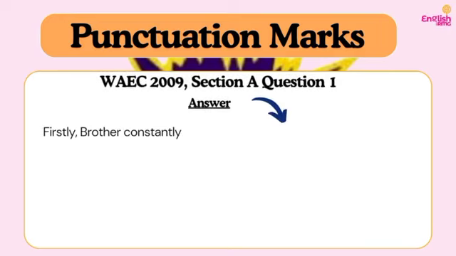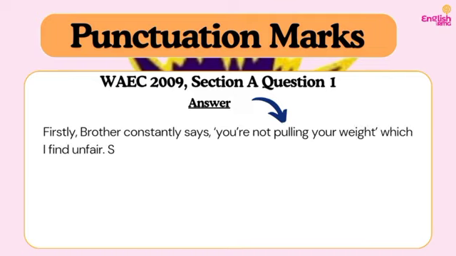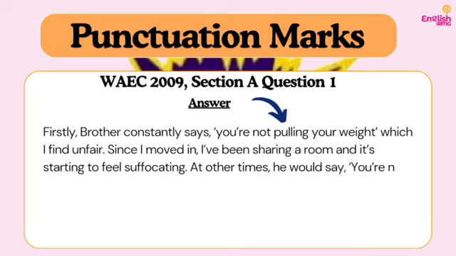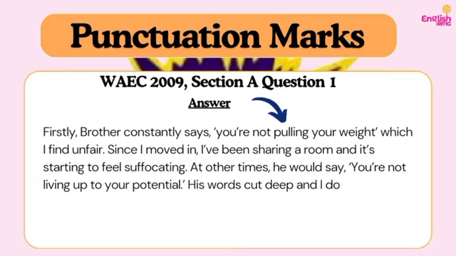We have, 'Firstly, brother constantly says...' Okay, so I need you to understand that this is actually one of the paragraphs that I'm imagining I will write if I'm going to answer that question. This is not the beginning. So let's say after the introductory paragraph, then I have this: Firstly, brother constantly says, 'You are not pulling your weight.' So you can see that I wanted to quote what brother constantly said to me that made me feel like, okay, I can no longer stay with him. So I have to put it in what? In quotes, because I'm saying it exactly the way he says it to me, which I find unfair.